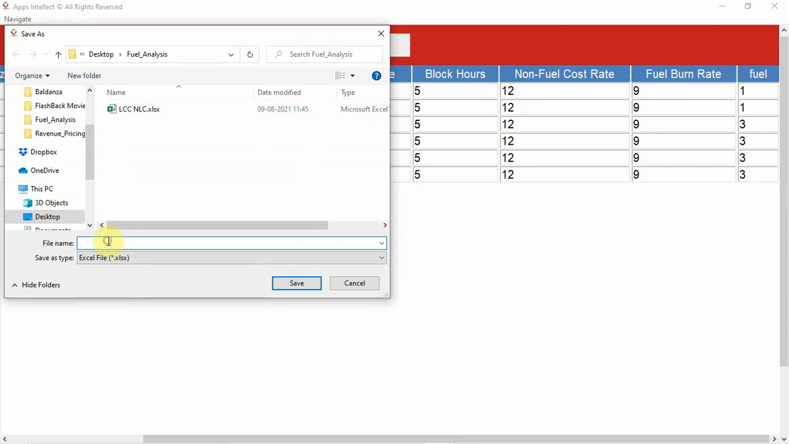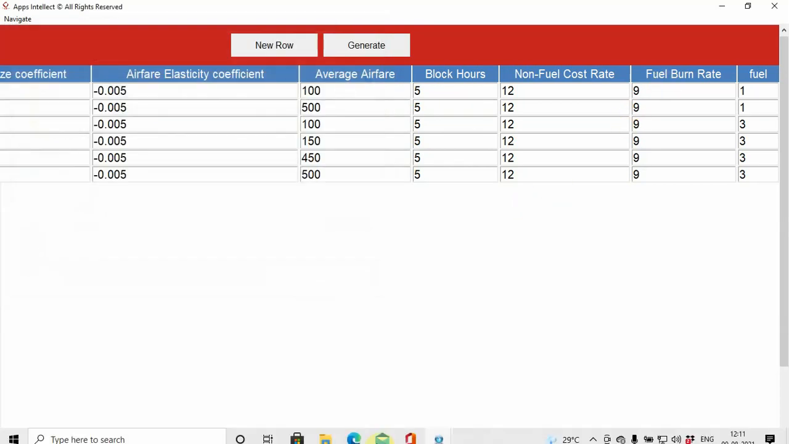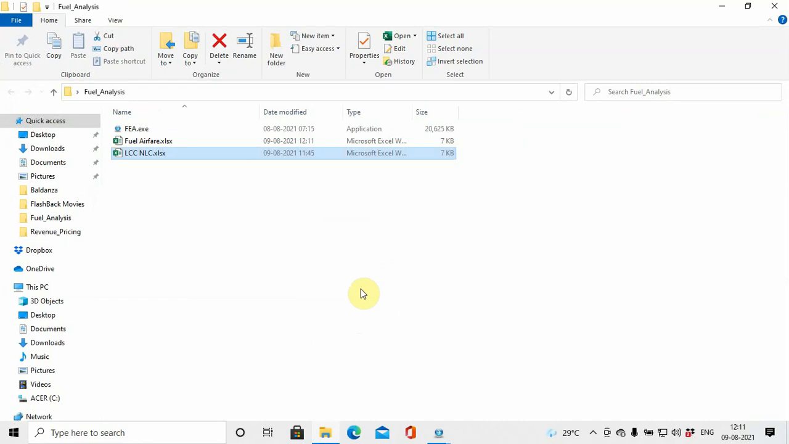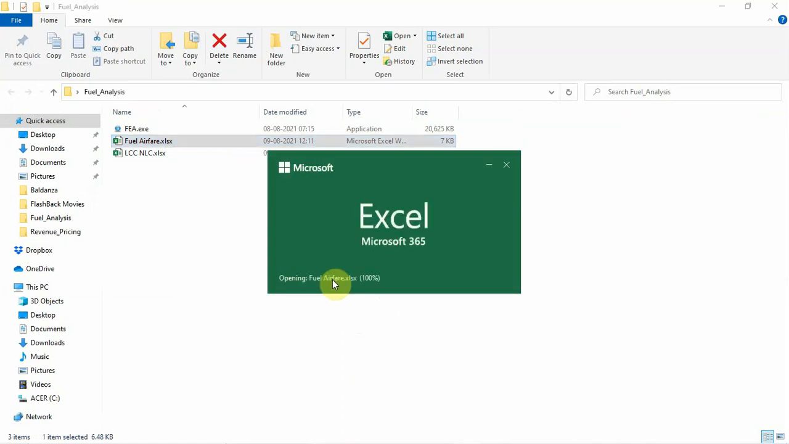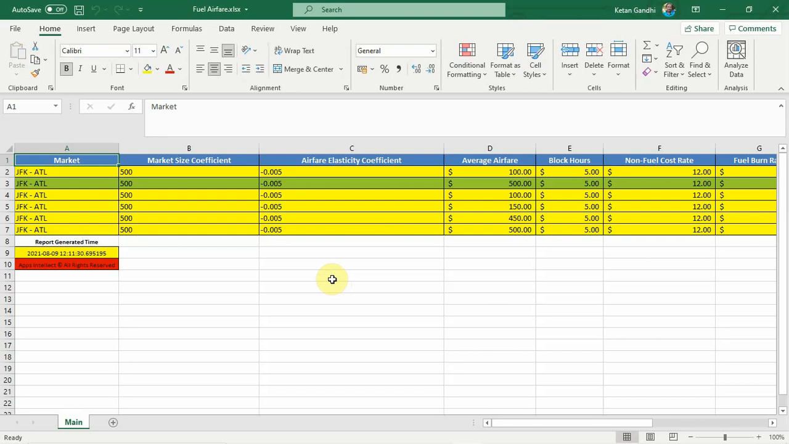We save this in the same place where we saved the previous file, and name it fuel airfare. It would be an Excel file. You just click here. You just see it's come. Yeah, it's already come. So we'll just open this and see what the report is. So this is the report being generated.